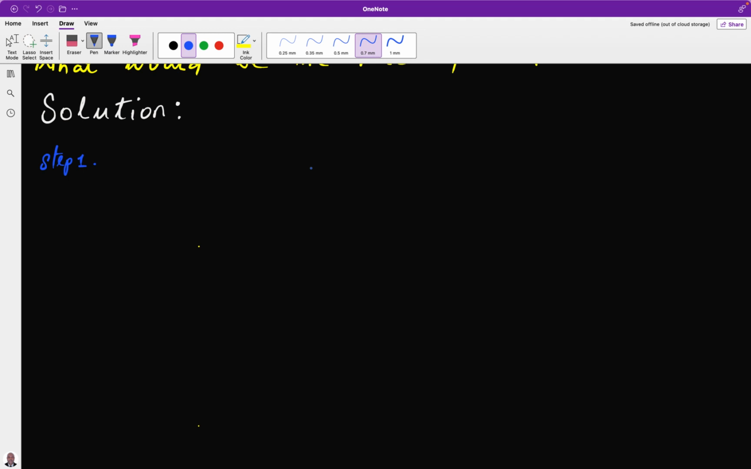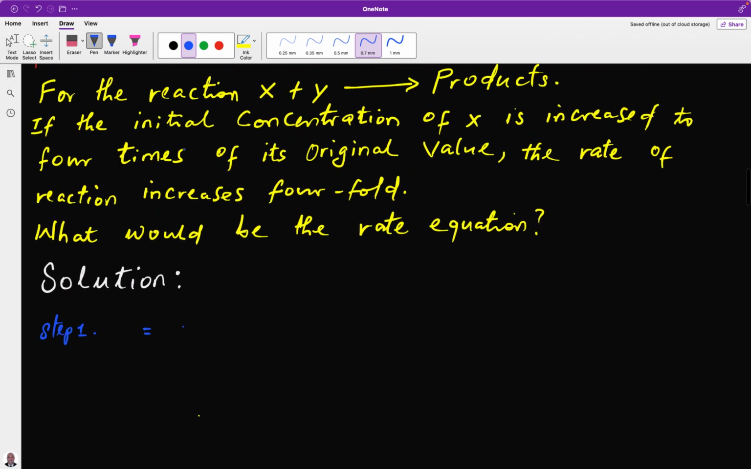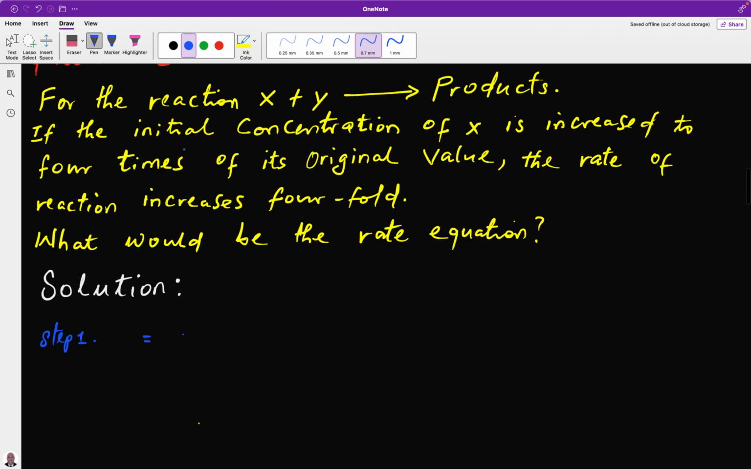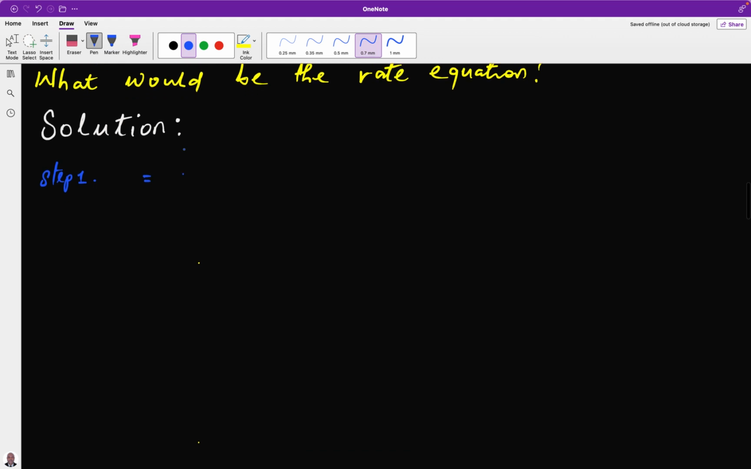In step one, we will say 4x, because we said if the initial concentration of X is increased to 4 times of its original value, the rate of reaction increases fourfold. Okay.